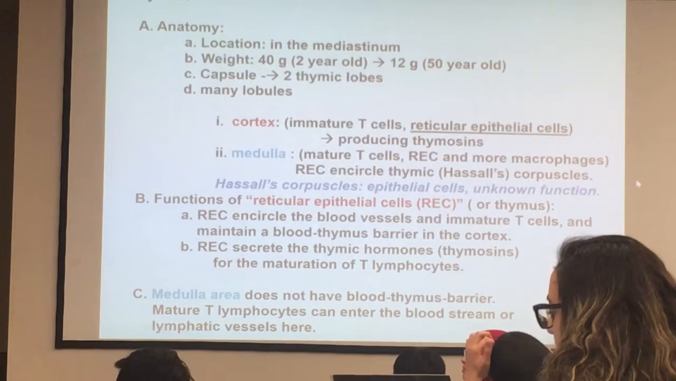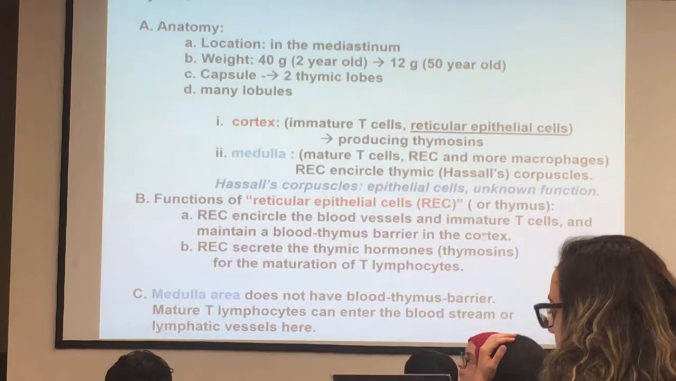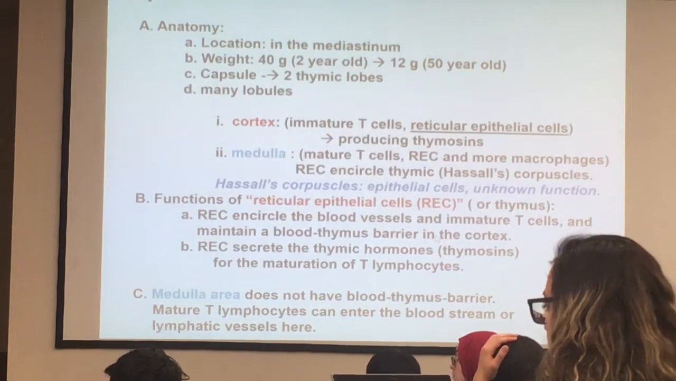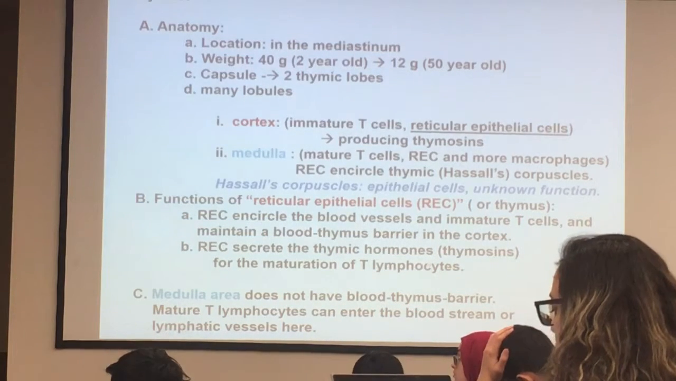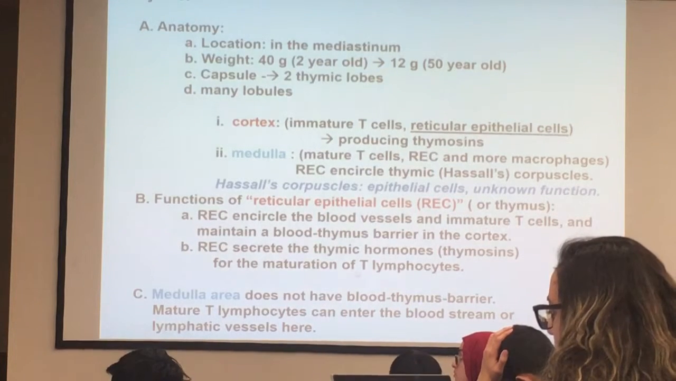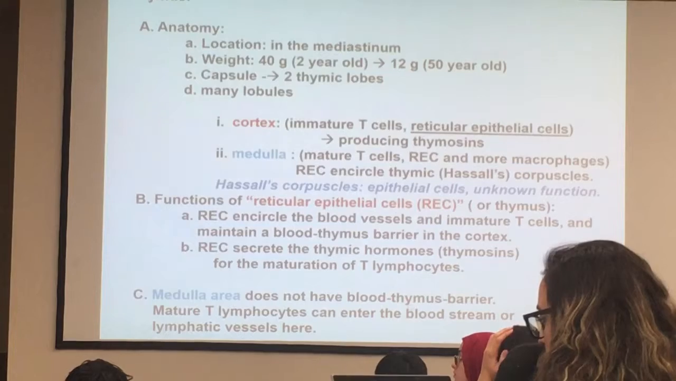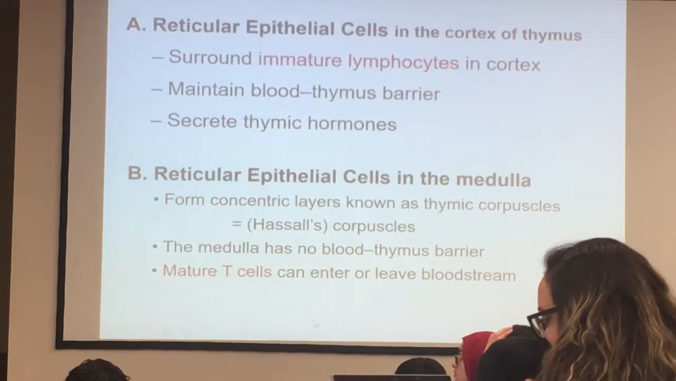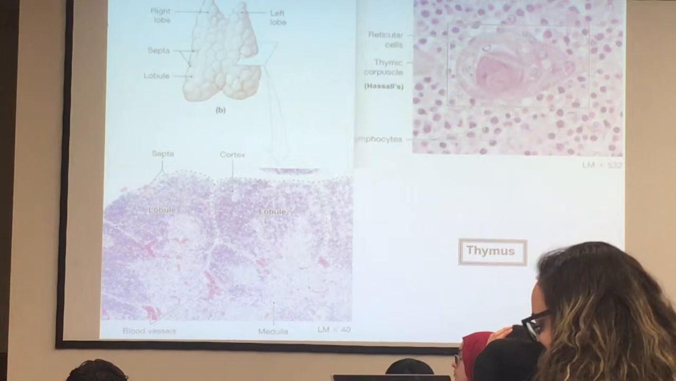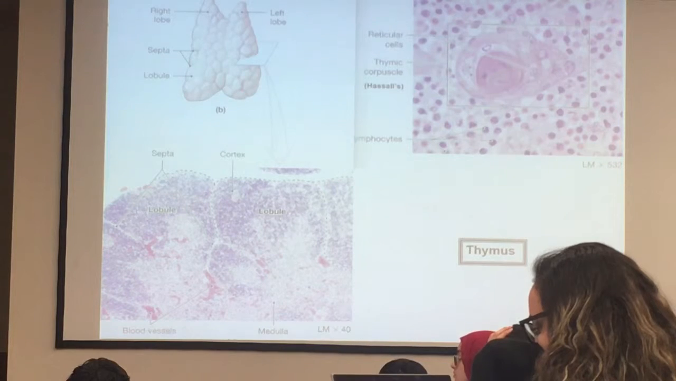The major functions: in the cortex, the function is to protect the immature T lymphocytes with the blood-thymus barrier, and to produce thymosins for the maturation of the T lymphocytes. Those are the two major functions. In the medulla area they don't have this barrier, so they have blood vessels and they have mature T lymphocytes.